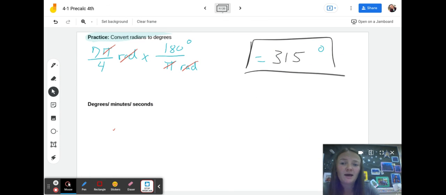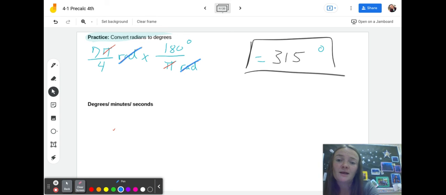So say we have 7 pi over 4. If I want to go from 7 pi over 4 radians to degrees, all I need to do is make sure that my radians in my unit converter are in the denominator so that they can cancel. And then notice how this is convenient. The pi's also cancel too. Pi in the numerator, pi in the denominator. And so what we get is 315 degrees.